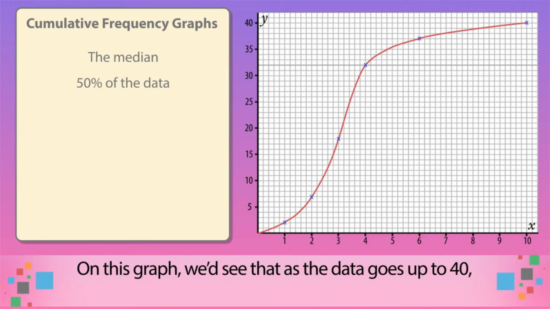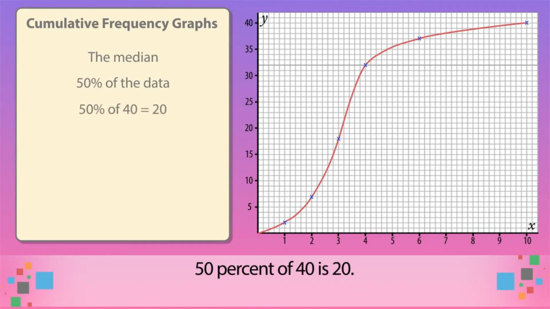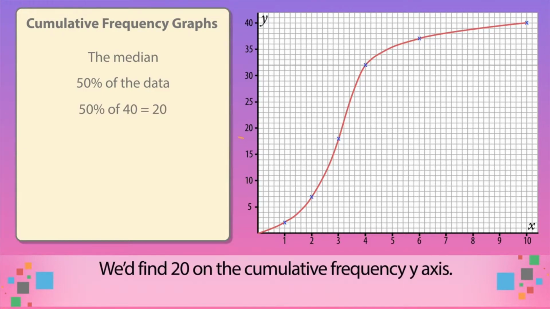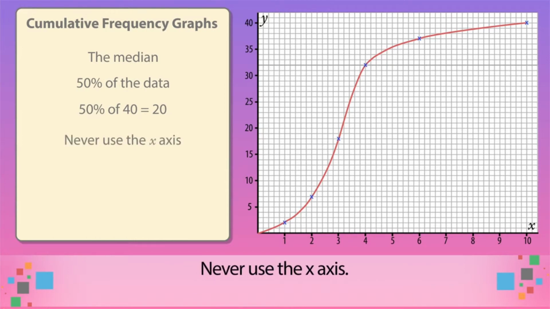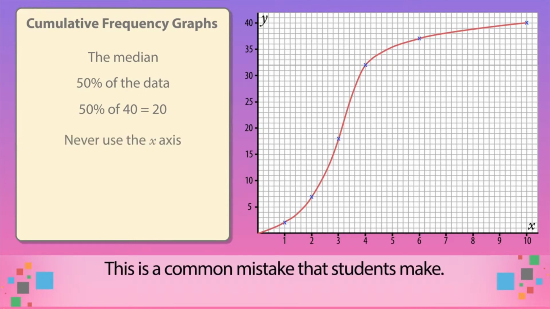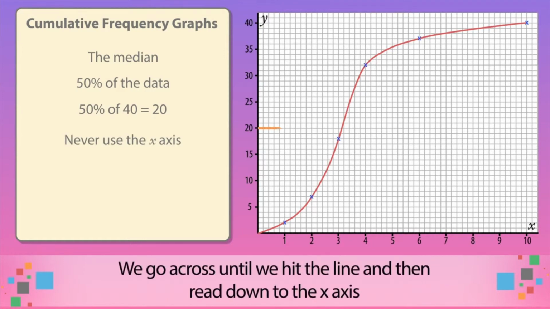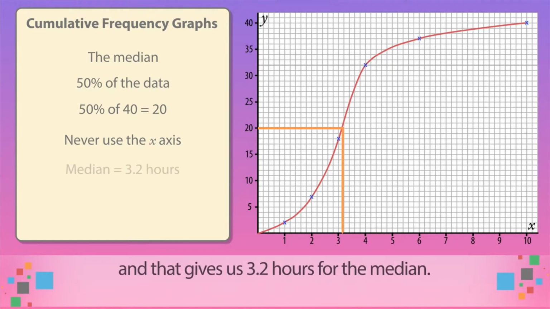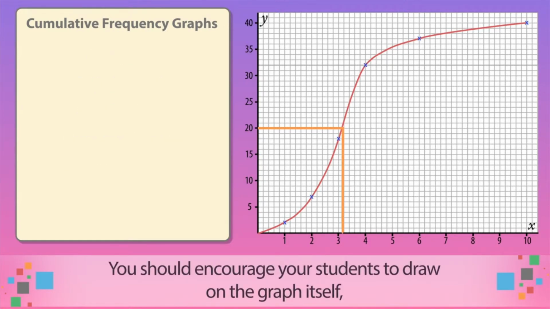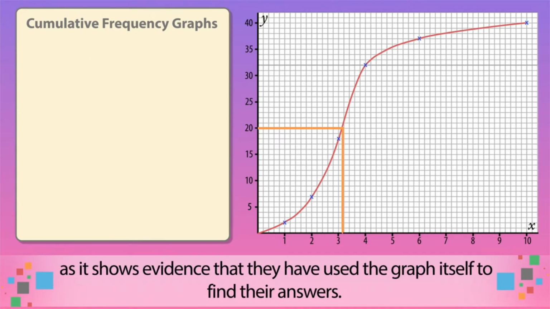On this graph, we'd see that as the data goes up to 40, 50% of 40 is 20. We'd find 20 on the cumulative frequency y-axis. Never use the x-axis. This is a common mistake that students make. We go across until we hit the line and then read down to the x-axis, and that gives us 3.2 hours for the median. You should encourage your students to draw on the graph itself, as it shows evidence that they have used the graph itself to find their answers.